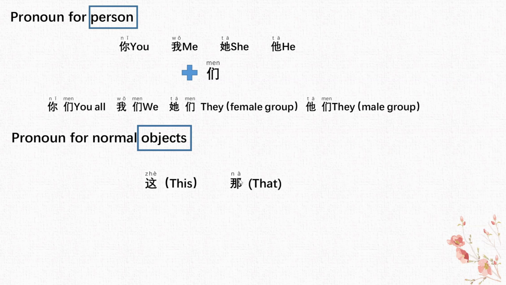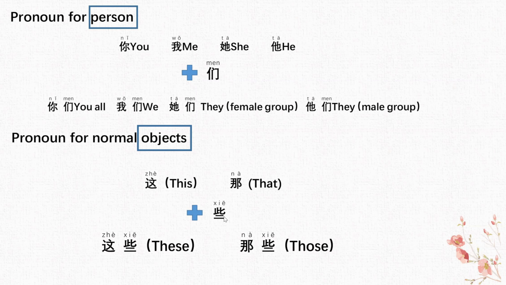And now let us move on to the pronoun, but for normal objects. So 这 and 那 take it as a foundation. 这 means this, 那 means that. So you also need a character. You see here has 们 in it, but for the normal pronoun, we don't need 们, we need another one called 些. So 这些: 这 plus 些, we get 这些 means these. 那些: 那 plus 些 means those, right?